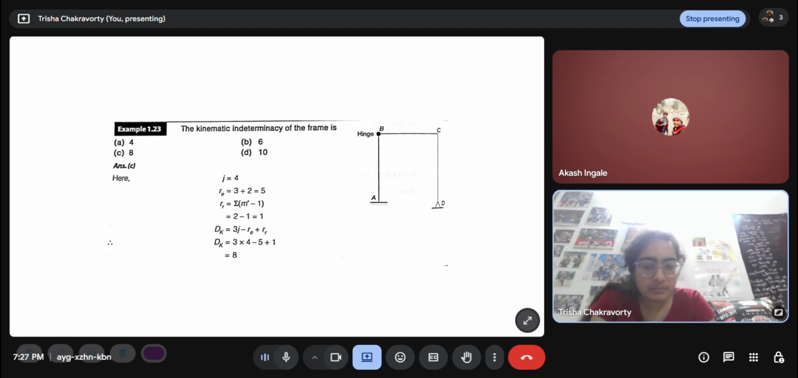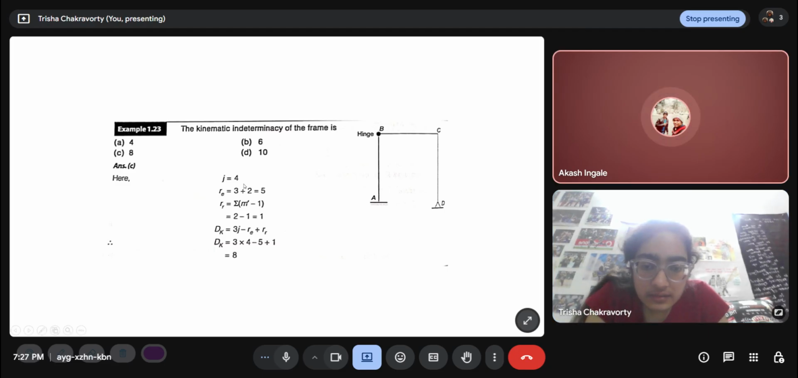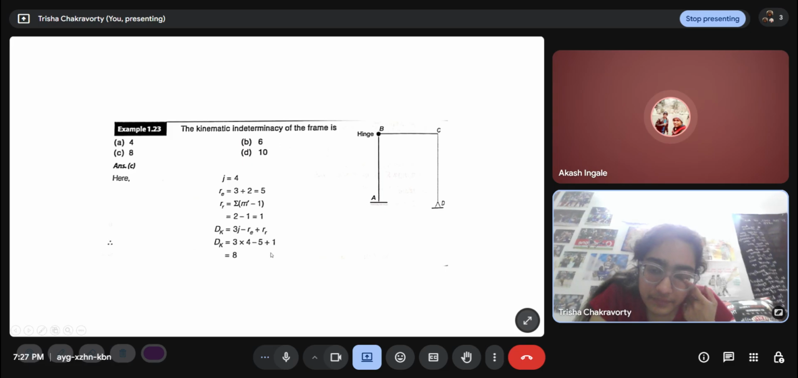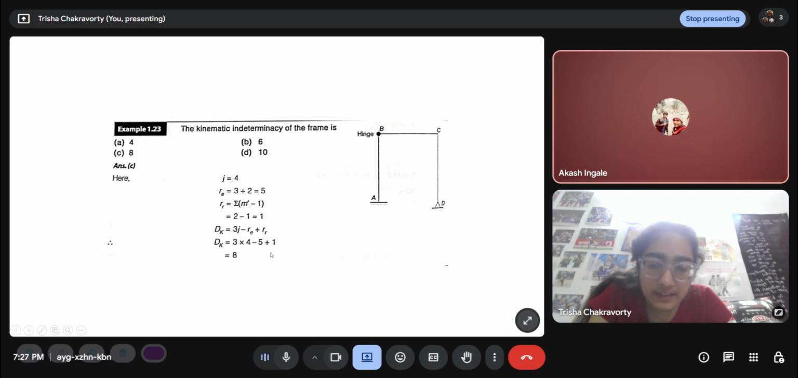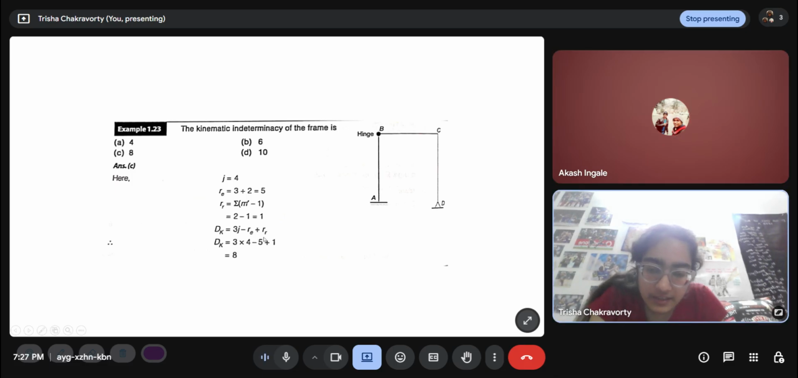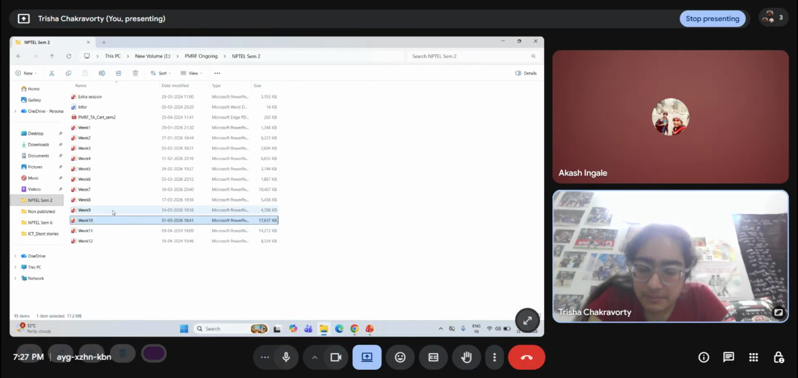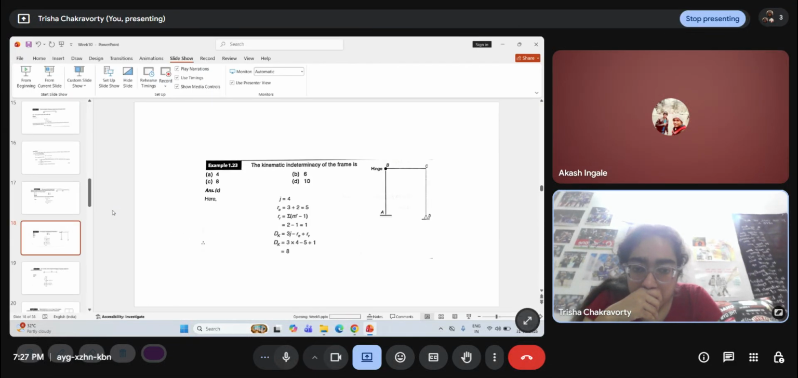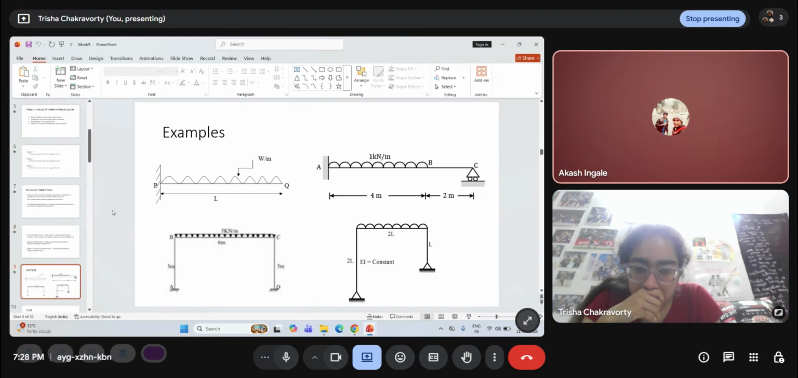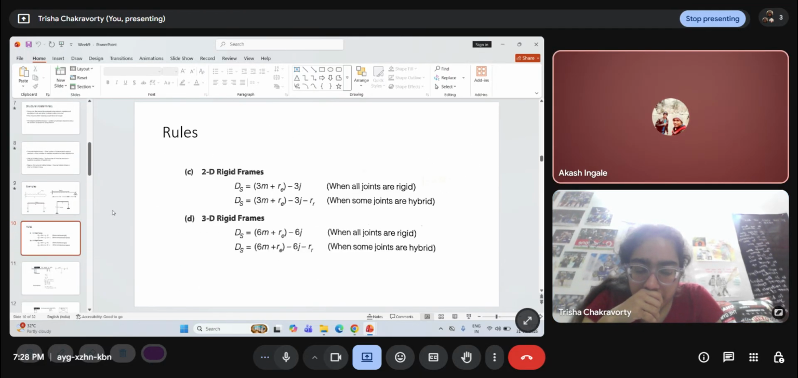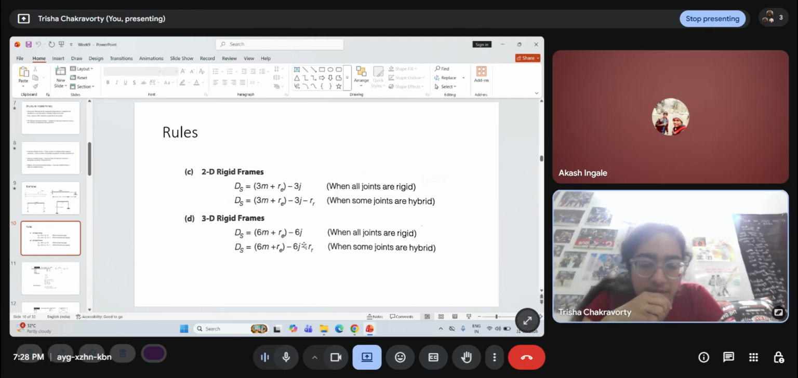Ma'am, in the degree of kinematic indeterminacy, there is a degree of freedom addition over that. Yes, Re adds, Rr adds. In the degree of static indeterminacy, we subtracted it, right? Okay. And here we are adding it. Just let me check, 1 second. Here we are subtracting it, the Rr.